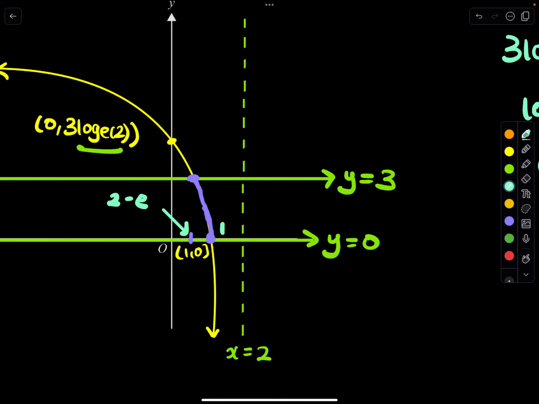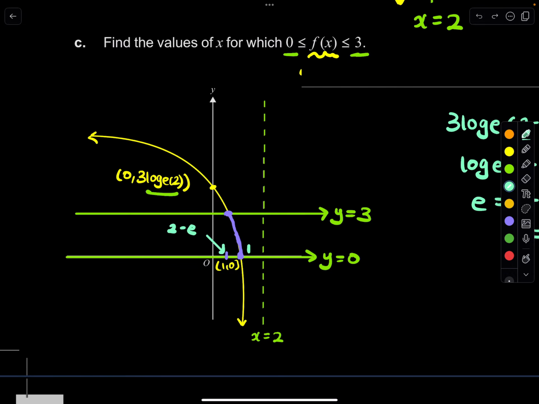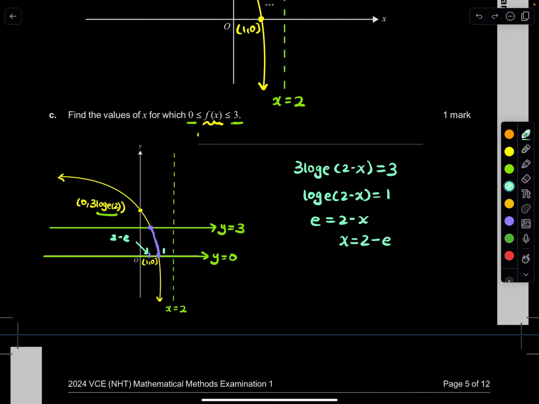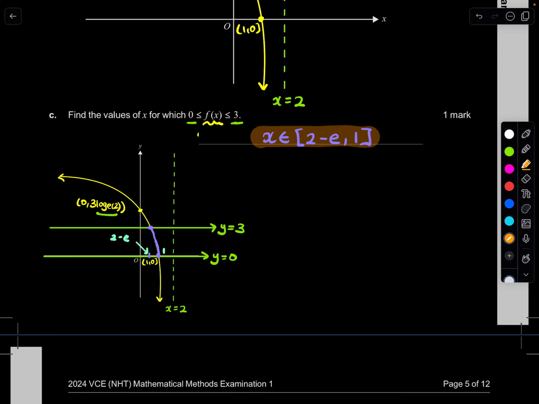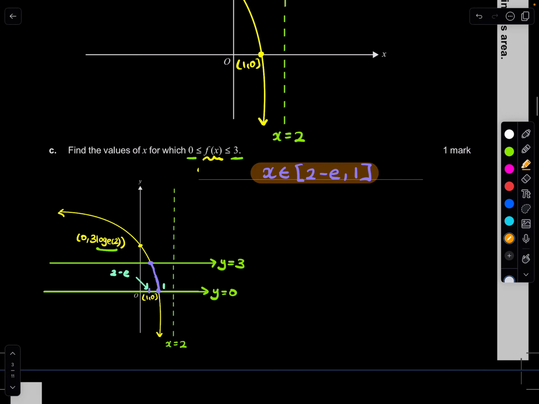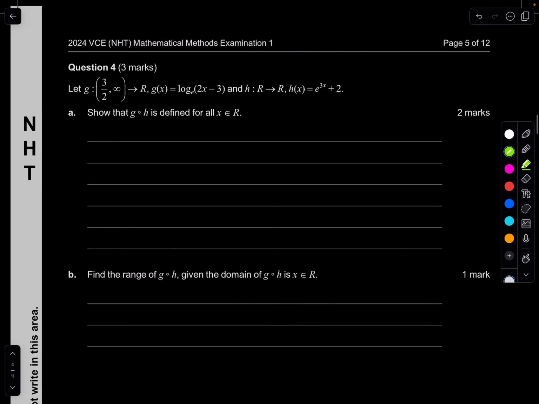So your domain is what? Because they're also included, by the way. They're also included from these arrows. So basically the values where f of x is between 0 and 3 are from, so x is an element, I'm going to write it in terms of x being an element, the x values where f of x is between 0 and 3 are from 2 minus e to 1, where both are included. That is your answer. Beautiful. Not too bad. So 2 minus e to 1, and they're both included. All right, perfect.